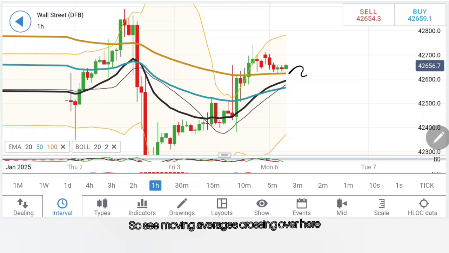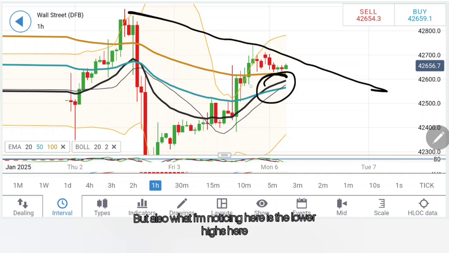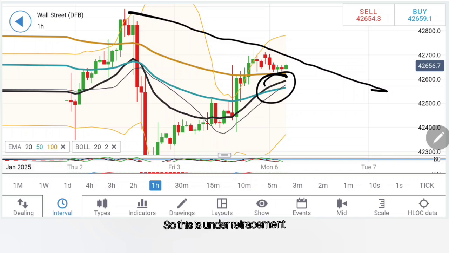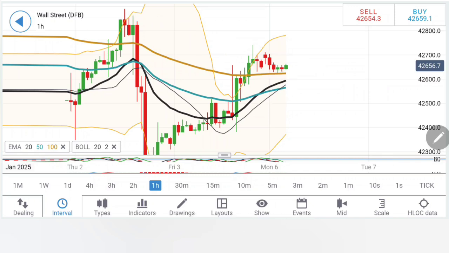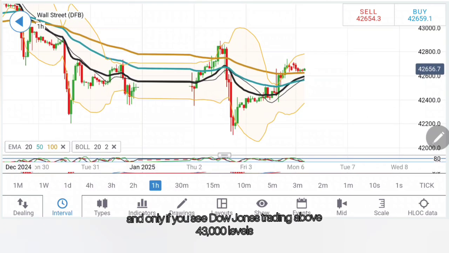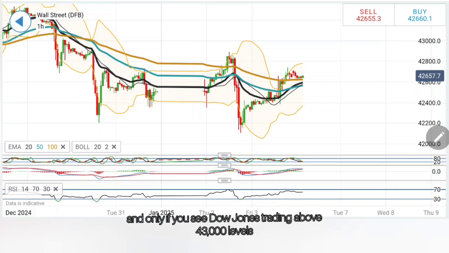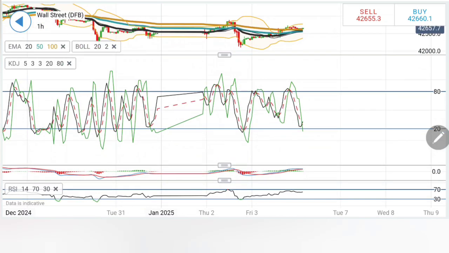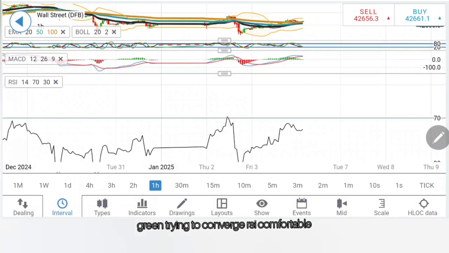So see, moving average is crossing over here. Indeed a good sign. But also what I'm noticing here is the lower highs. So this is under retracement, not a reversal. A reversal confirmation is only and only if you see Dow Jones trading above 43,000 levels. Stochastic at bottom here. The MACD is in green, trying to converge.